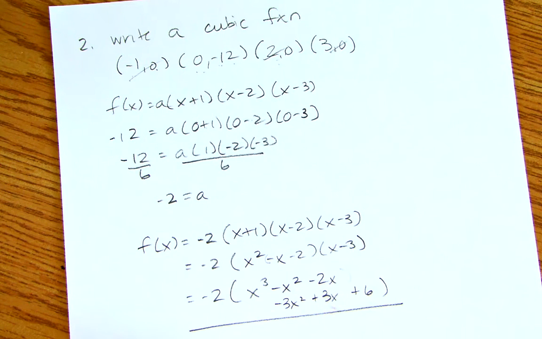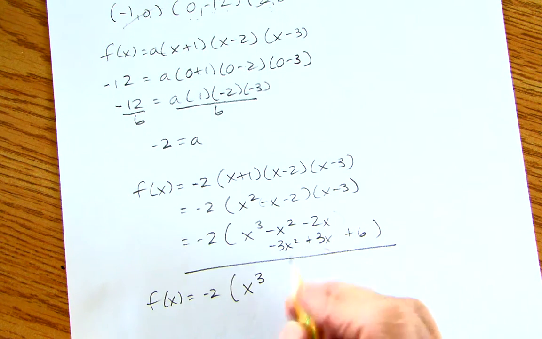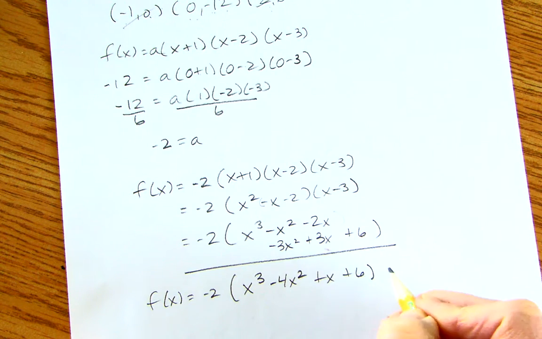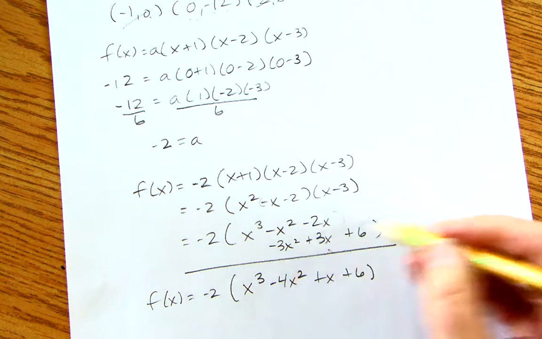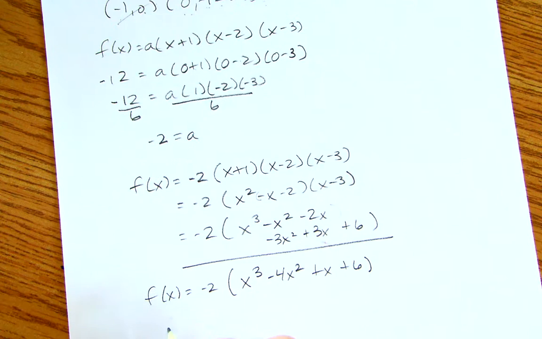So f of x equals negative 2 times x cubed minus 4x squared plus 6. I'm just adding these vertically. Now, if you wanted to write them all out in a row and combine like terms, that's fine. I think this method helps you see who to combine. Now I can distribute my negative 2 all the way through.